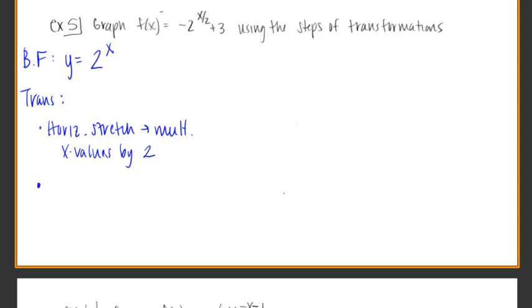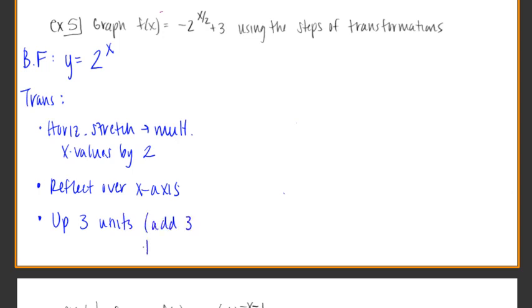So now we're going to go to outside the function, and we've got to go in correct order. Is there anything being multiplied to the front? Not so much. Is there a negative sign out front? Yes, there is. So we're going to reflect, and this time we're done with the horizontal, so now we're doing vertical: we're going to reflect over the x-axis, or switch the signs on the y values. And the last thing we're going to do is go up 3 units. So what that's going to do is we're going to add 3 to the y's.